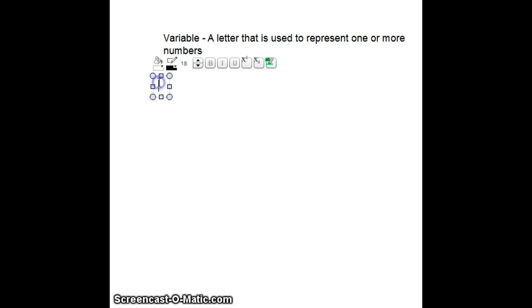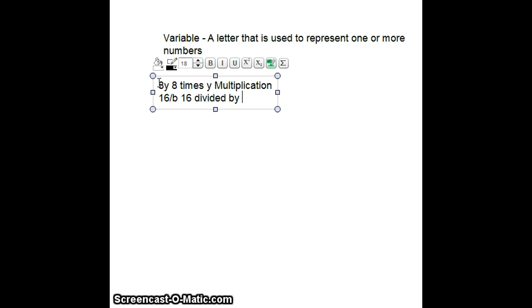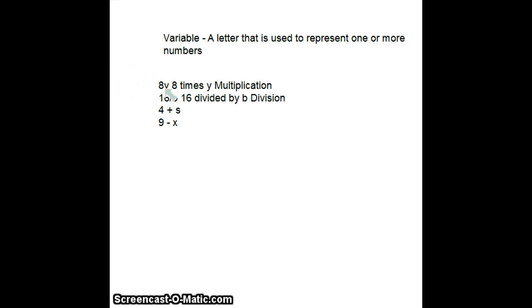For example, if we had something like 8y, then this would mean 8 times y. And the operation being used here is obviously multiplication. If we have 16 over b, that's basically 16 divided by b, and the operation being used here is division. Same thing with addition and subtraction. Now, if you take a look at this variable expression of 8y, you will see that 8 and y are together in one term.